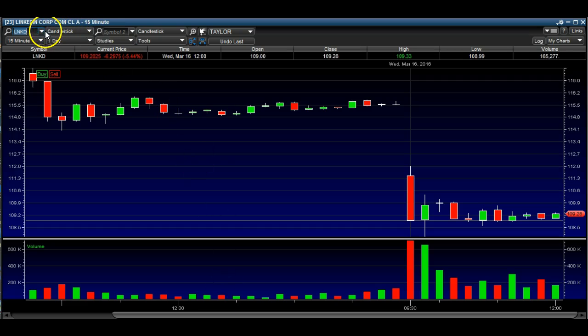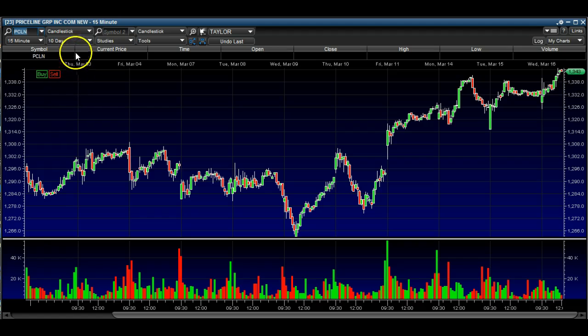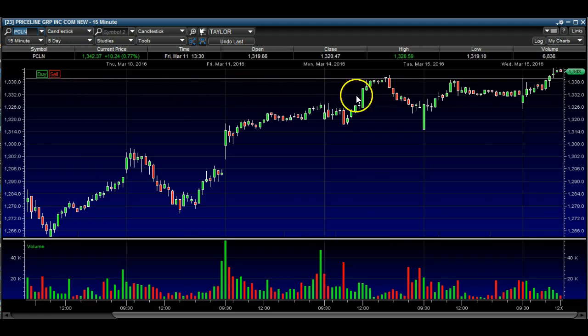Back to the charts over here. All right, last but not least, we've got PCLN, Priceline, and I will show you this resistance here that we broke over. So 1340, we broke over this resistance. We got a touch here, here, here, and then it broke over it right here. Okay, nice igniting candle on some decent volume right there. Okay, so 1340 is support now for Priceline on the 15-minute chart.